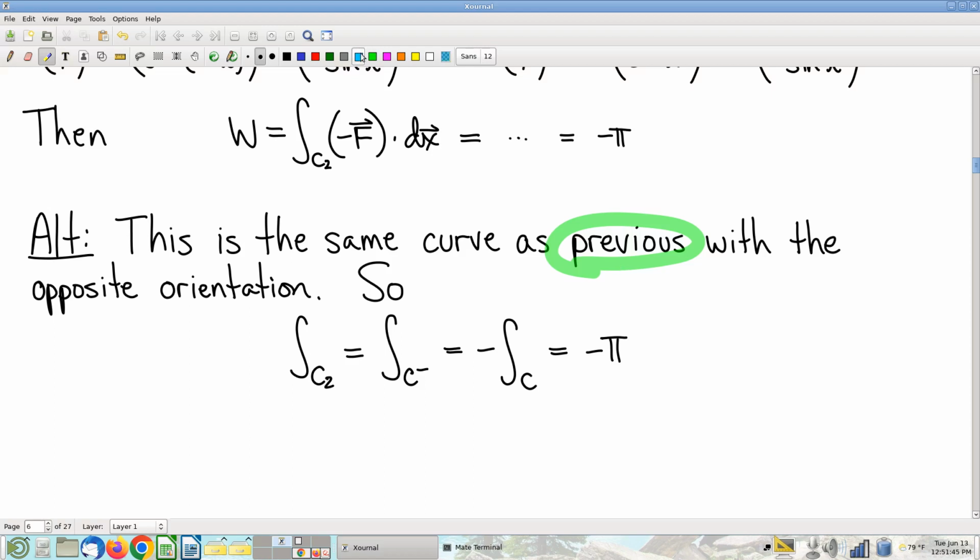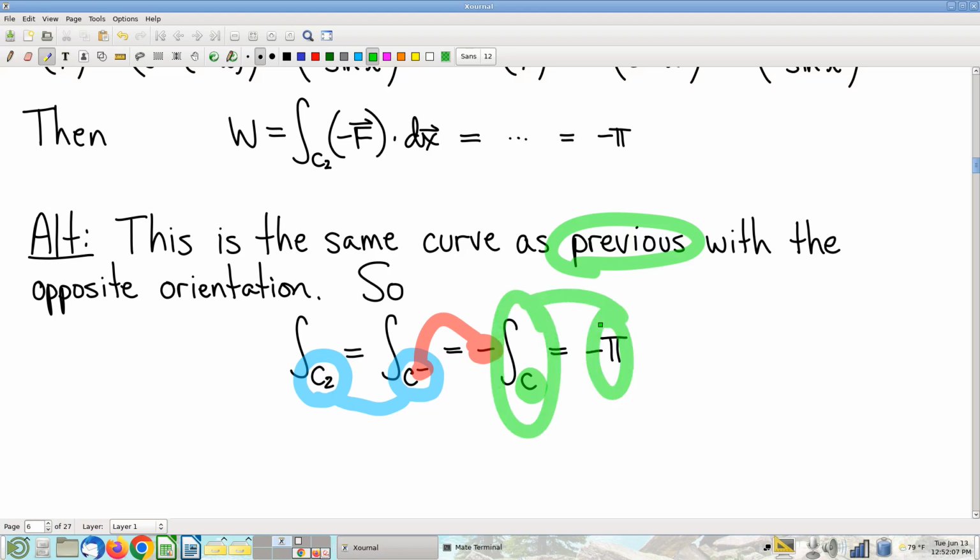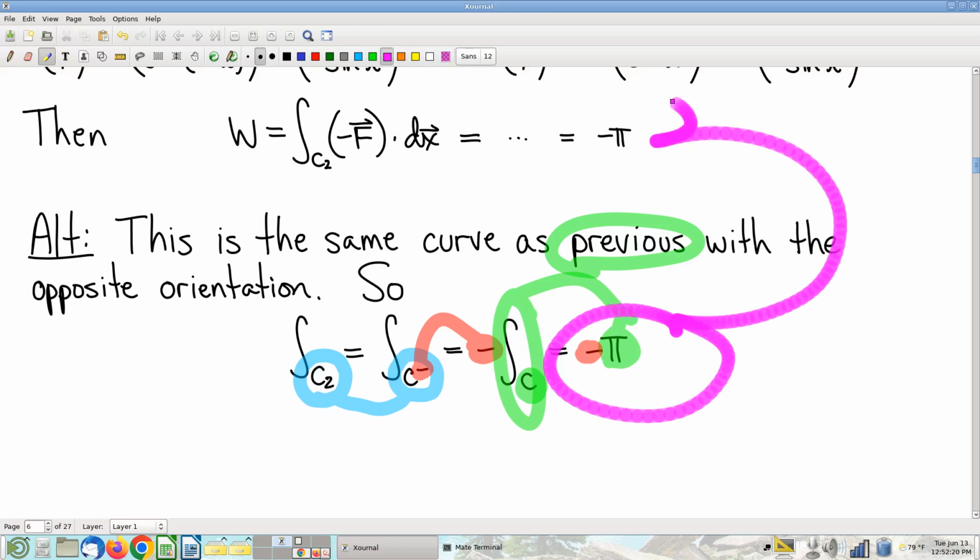I can just make the innocent observation that, look, the curve that you just asked me about, it's just the opposite orientation of a curve that I've already done. Right? I know that an opposite orientation just gives you a minus sign. And on that previously discussed curve, the answer was pi. And so, given our minus sign, we get minus pi, which of course is, you'll notice, exactly what we got with the other method. So, nice and easy, right?